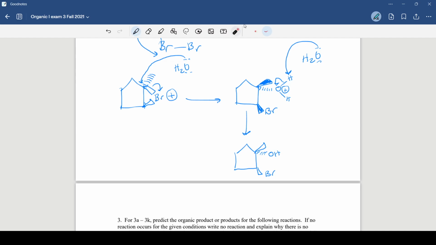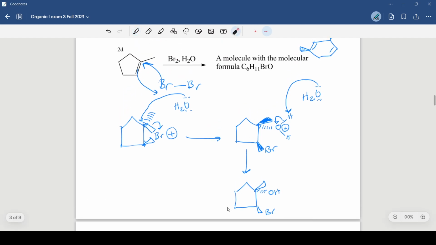Okay. Another thing to note is that this H2O will always attack the more substituted carbon. So this reaction is known as Markovnikov. And then also notice how in the final product, the OH and the Br, the groups you added, are going to be trans to each other.